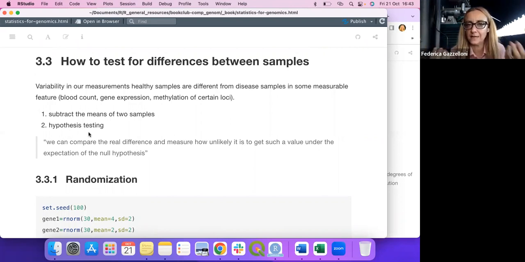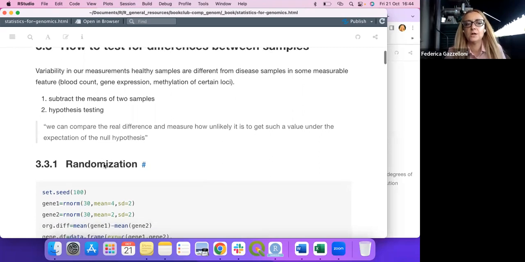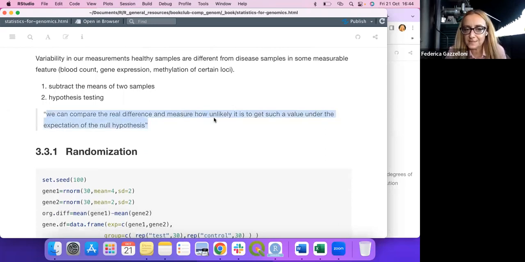Let's imagine we have two vectors and we want to compare them. The first thing we do is take the difference of the means of these two vectors, and then we make hypotheses. The null hypothesis is H0: the difference of the means is zero. Otherwise, the alternative hypothesis is that it is not zero. So we can compare the real difference and measure how likely it is to get such a value under the expectation of the null hypothesis.